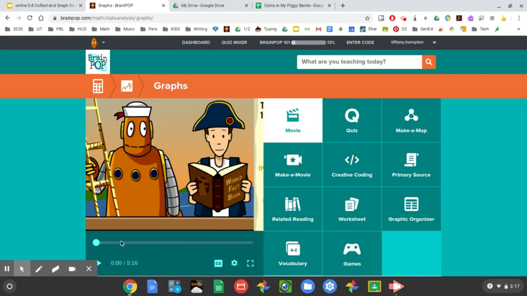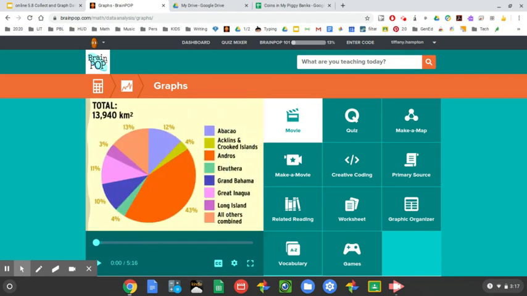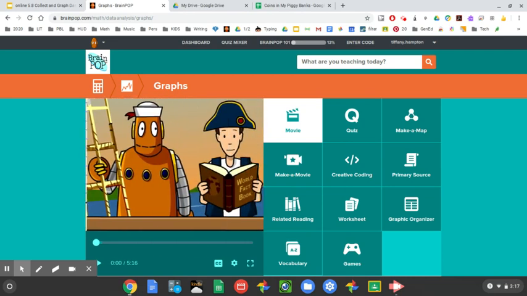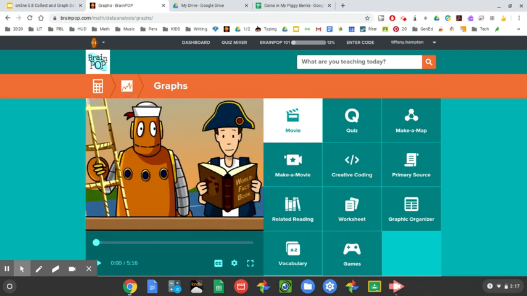So for those of you on an extension, we're going to talk about pie graphs today and how to read them. And then I'm going to show you how to take the data that you've collected, whether you found that online or in books, and you're going to be able to create your own graph online.